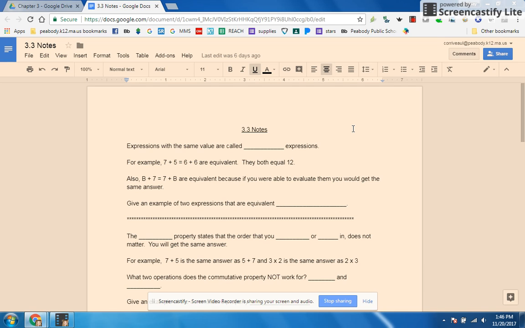So we are going to start talking about the different basic properties of math. Make sure you have your notes in front of you, and make sure everything that I'm typing in on these blanks, you're writing in on your notes. So let's start with the first one.